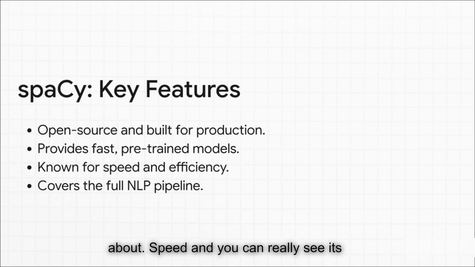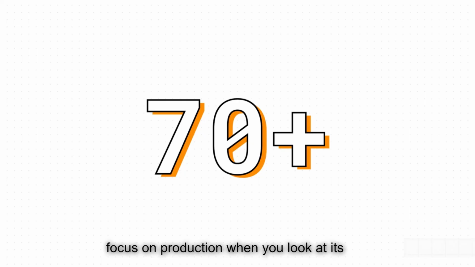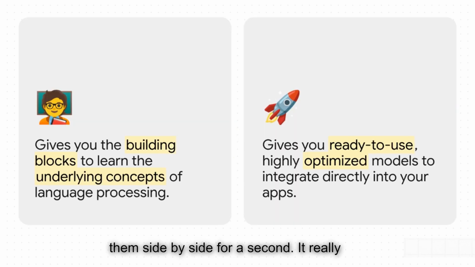It's all about speed. And you can really see its focus on production when you look at its language support. With pre-trained models for over 70 languages, you can build one app that understands users from all over the world. That's a huge deal when you're building real products. So let's just put them side by side for a second. It really comes down to this. Do you want to learn how an engine works by building it piece by piece? That's NLTK. Or do you need a finely tuned, high-performance engine that you can just drop into your race car right now? Well, that's spaCy. They're just two different philosophies for two very different goals.